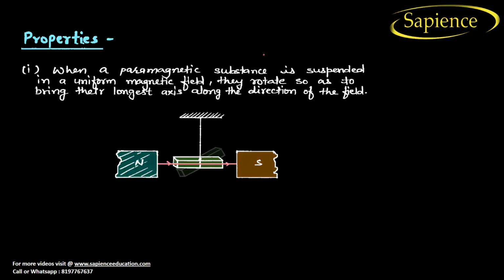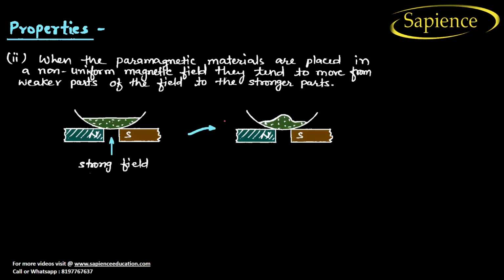Now, as we have already understood, this type of material will always try to align with the magnetic field. So when a paramagnetic substance is suspended in a uniform magnetic field like this, it rotates so as to bring its longest axis along the direction of the field. So see here, it will align itself. It means it is supported, unlike the diamagnetics, which repel. But in this case, they will align themselves parallel to the north-south field direction.